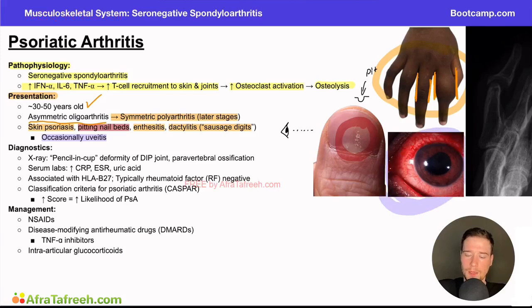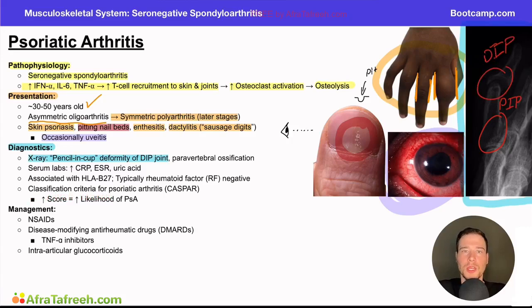Now, when we think about our diagnostics here, a really important finding to know about is the x-ray finding of a pencil and cup deformity of the DIP joint. If you draw your attention over here to our x-ray, you can recall we have our PIP joint, which is our proximal interphalangeal joint, and our DIP joint, which is our distal interphalangeal joint. So the pencil and cup deformity is essentially this finding that this is the pencil tip right here, and this is the cup right here. That is to say, the proximal bone, or the one that's closer to us, is creating a pencil shape, and it is going into the distal bone that is creating more of a cup shape. This is a very classic finding of psoriatic arthritis.